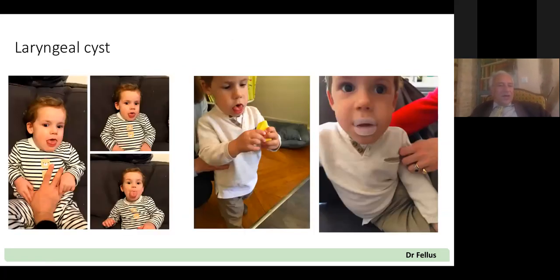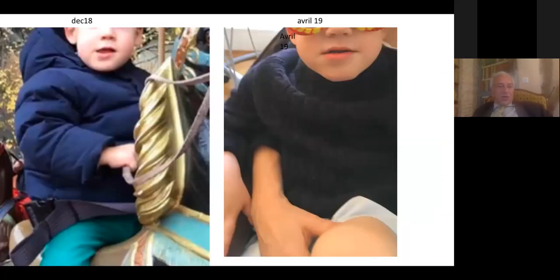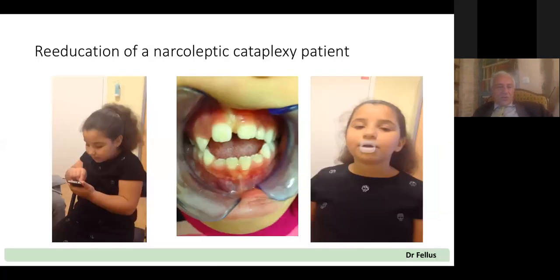And this boy has a laryngeal cyst, and the mother said, oh, look, the tongue is always in this position. Can you do something? And I said, I don't think I can, but we can try. The child took the Froggymouth, put it in his mouth, and immediately the tongue went to the good position. And you can see 6 months later, 1 year later, the tongue is in the good position.